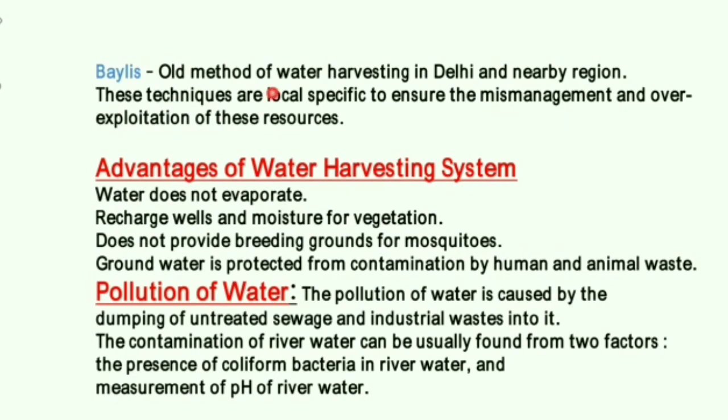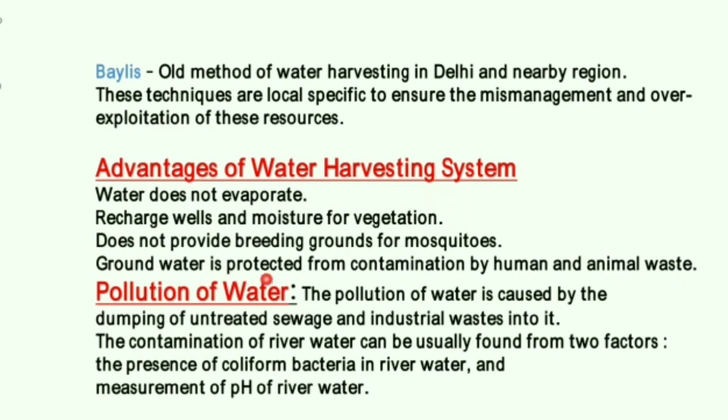The oldest method of water harvesting was bawlis in Delhi and nearby regions. These techniques are local specific to ensure there is no mismanagement and overexploitation of these resources. Advantages of water harvesting system: water does not evaporate, it recharges wells and provides moisture for vegetation.